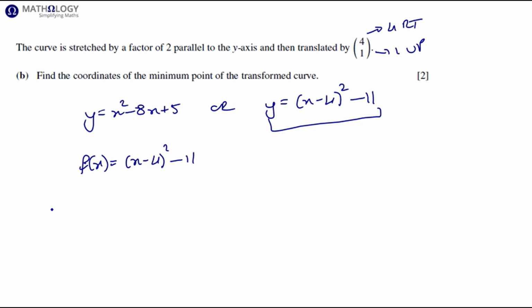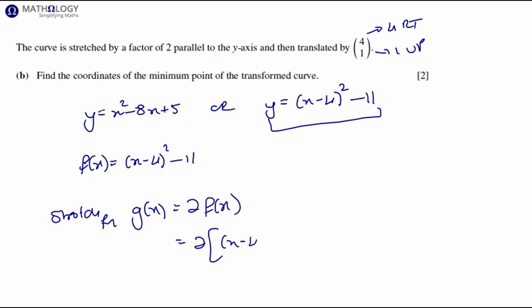So the new function, the stretched function, we're going to call g of x, and g of x will be twice f of x. So it's going to be 2 times x minus 4 all squared minus 11. Now we're going to bring this 2 into the square brackets.